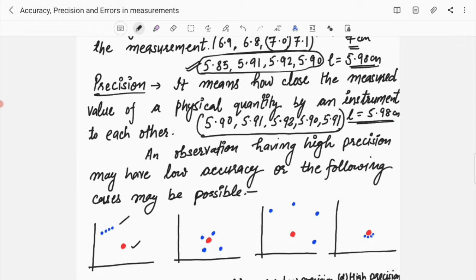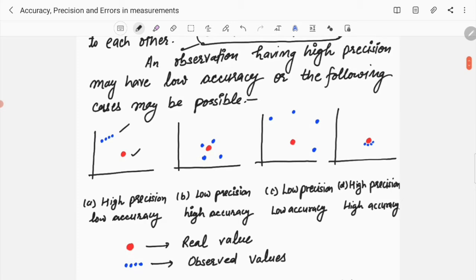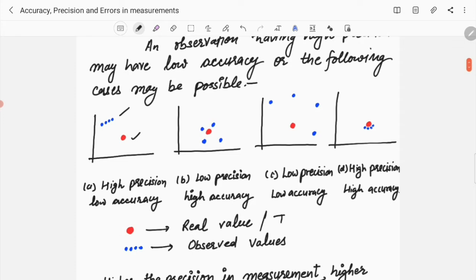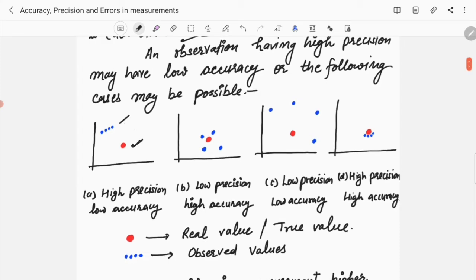So we can see these things here. An observation having high precision may have low accuracy, like I have told you here, or the following cases may be possible. Here we have two different colored dots. The red dot shows the real or true value of a physical quantity, and the blue dots show observed values. In the first graph, this is the true value and these are the observed values. Observed values are very close to each other, so we can say it is a highly precise observation.